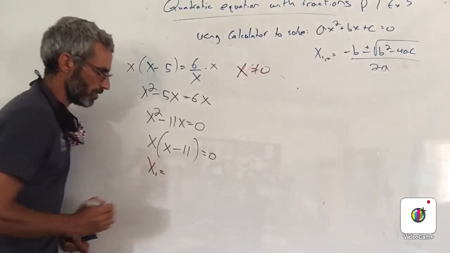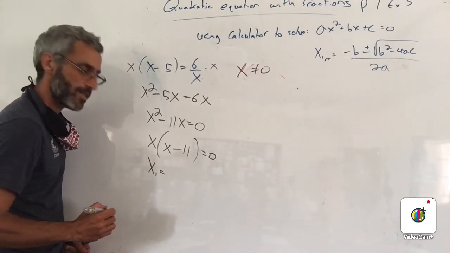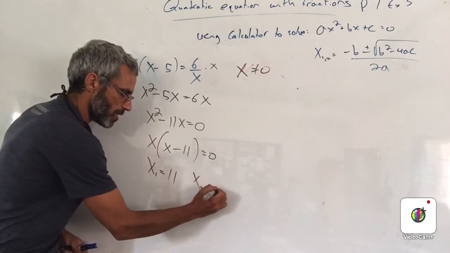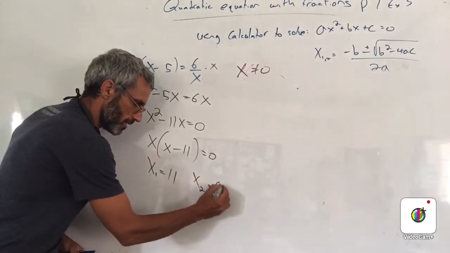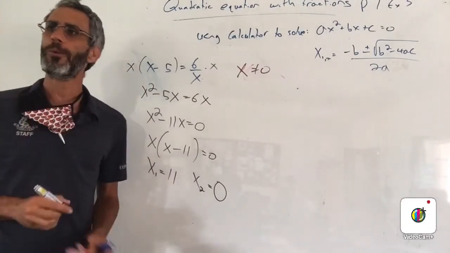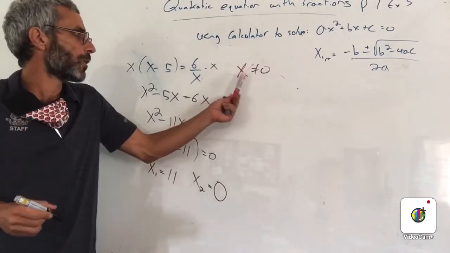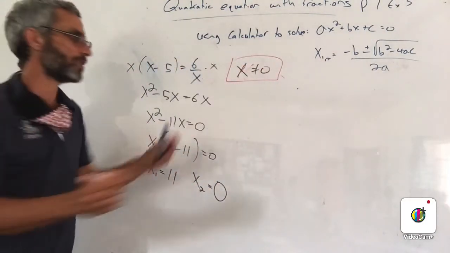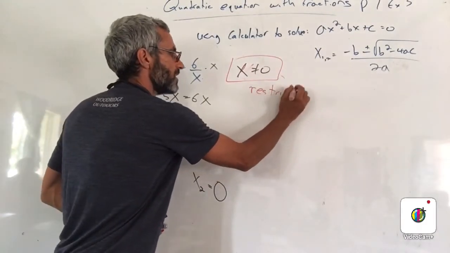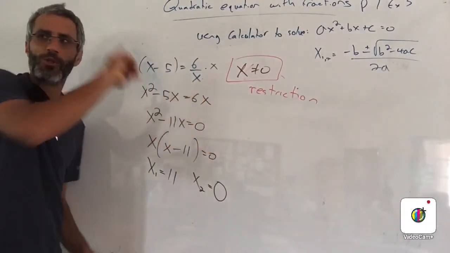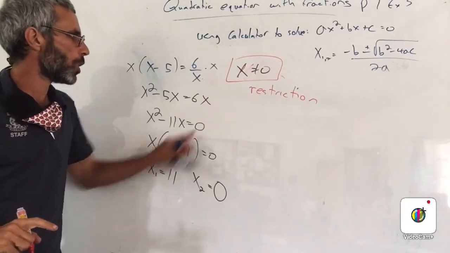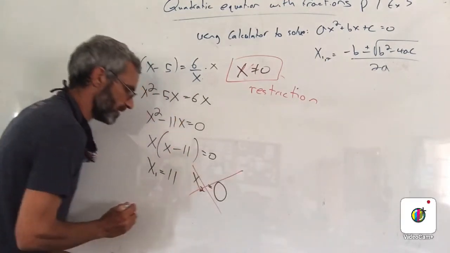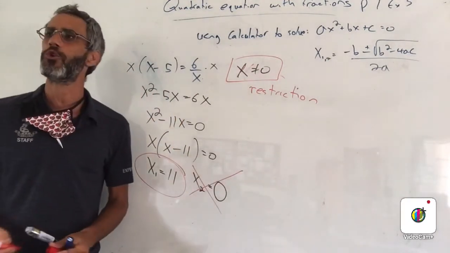x1 is equal to 11. So if x is 11, this is going to be 0. And x2 will be equal to 0. Easy one. So you've got two solutions. Are both of them correct? No. That's why we need to write, and I did write originally in red, the restriction first. That's called a restriction. Write it first before you multiply by x, because otherwise you'll forget. And then you see, x must not be equal to 0. Therefore, I must cancel this solution. There's only one allowed solution here.